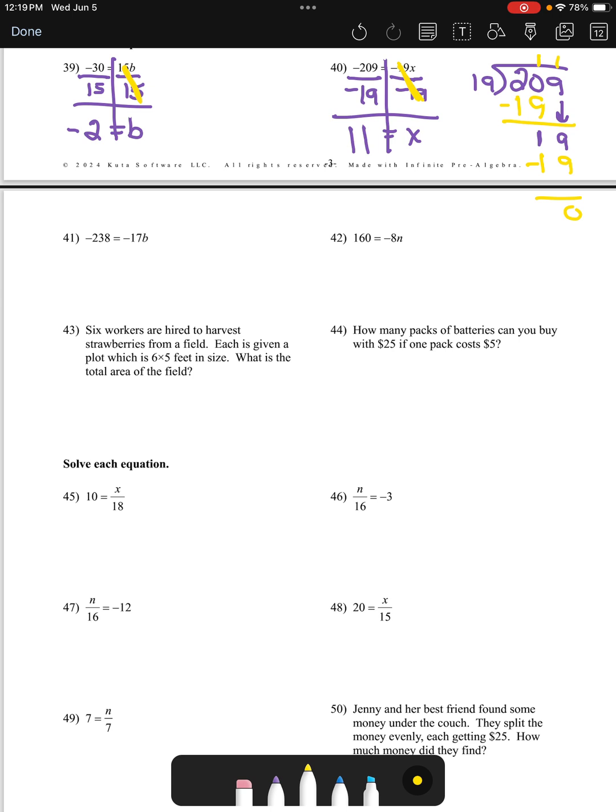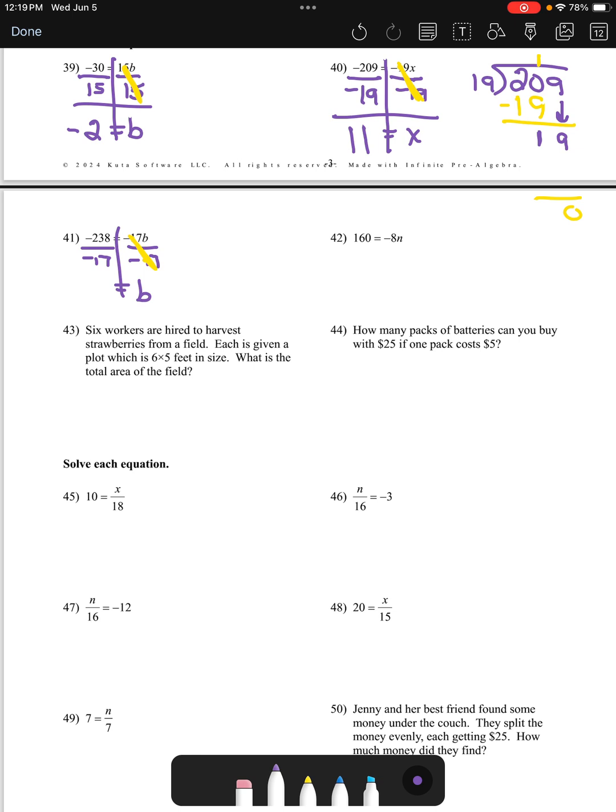Let's look at number 41. What are we going to do? Divide both sides by negative 17. Let me switch back over to my main purple. We know that b is going to be alone on the right side because negative 17 divided by negative 17 is gone. And we know that whatever this is, it's positive on the left side because it's a negative divided by a negative. But do we know what 238 divided by 17 is?